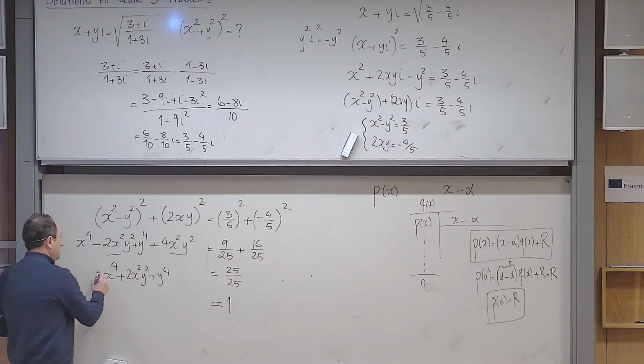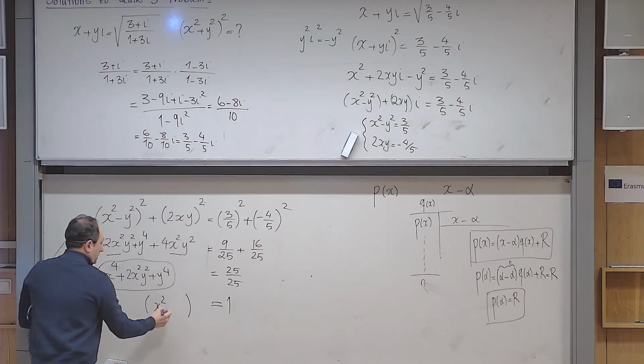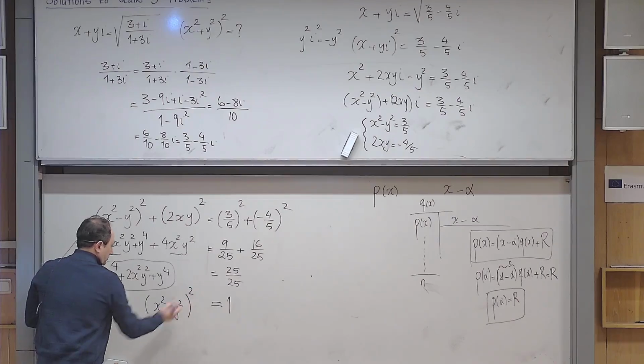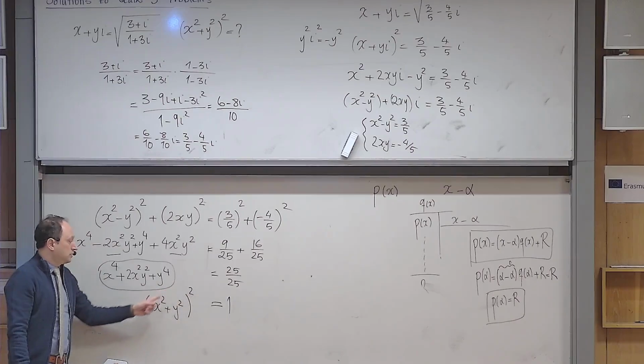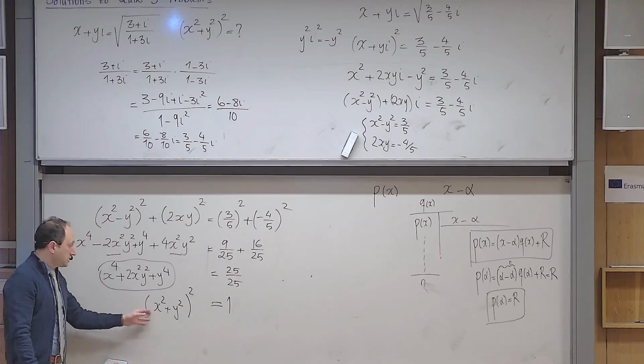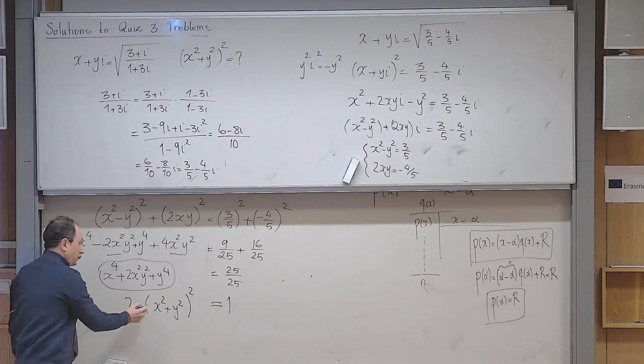But can you tell me what is this? That is my question mark. x squared plus y squared to power 2. Why? Because the first one is squared, 2 times the first one times the second one, plus the second one is squared. And that is exactly the question mark. Do you see? So the question mark is just 1.